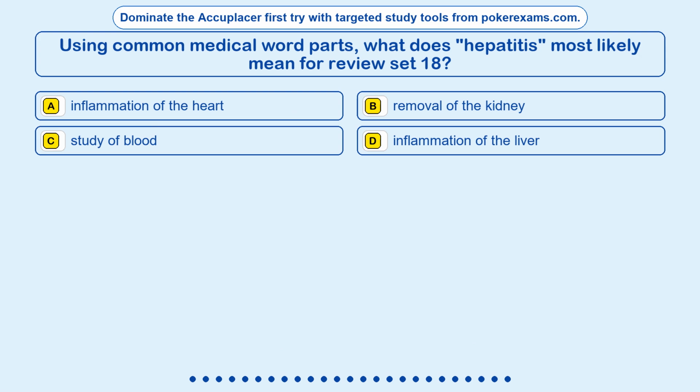Question 23. Using common medical word parts, what does hepatitis most likely mean for review set 18? Option A. Inflammation of the heart. Option B. Removal of the kidney. Option C. Study of blood. Option D, inflammation of the liver.